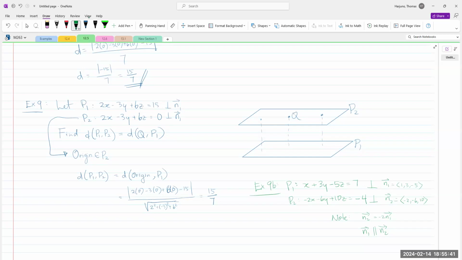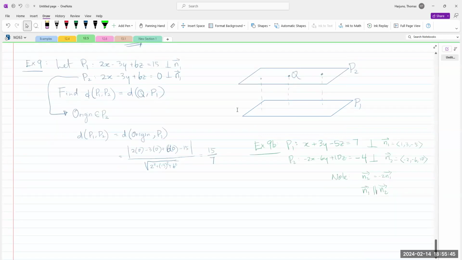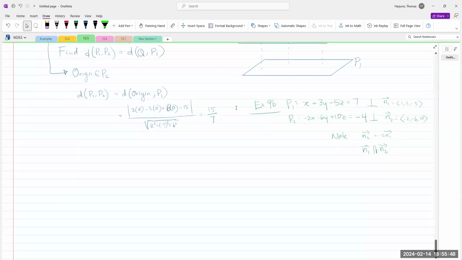The planes may be parallel at this point, or they may be identical. How do we make sure that they are actually not identical? One way is you adjust one to be the other. So the equation of plane 1 multiplied by negative 2, and plane 2 stays the same. You'll get negative 2x minus 6y plus 10z equals negative 14, and negative 2x minus 6y plus 10z equals negative 4.